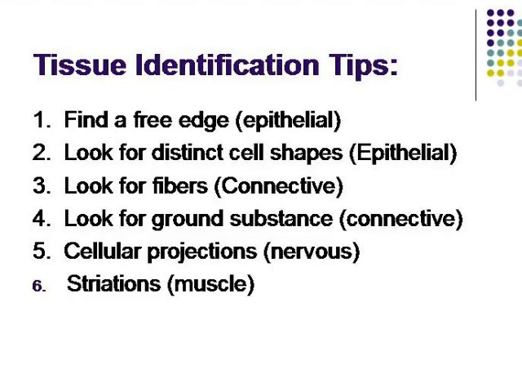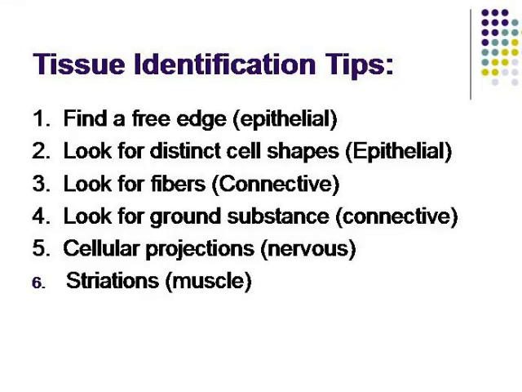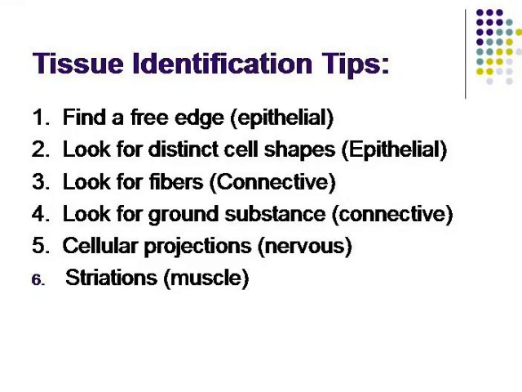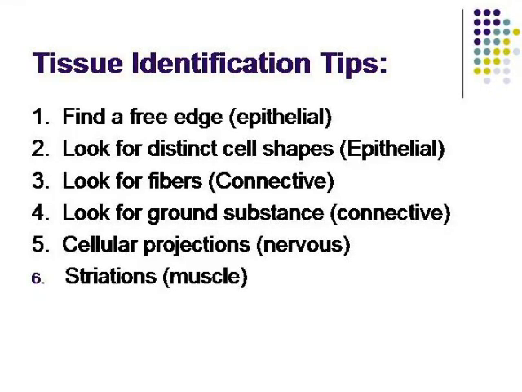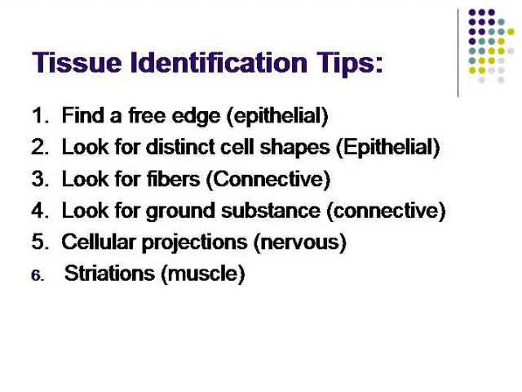Look for distinct cellular projections. Neurons have a very distinct shape, and that can give you a very good indication that it is a nervous tissue. And look for striations. Striation is a word that means stripes. Striations are a distinct characteristic of muscle tissue.